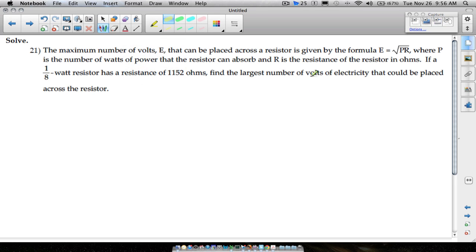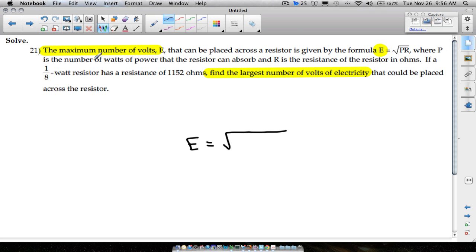A lot of electrical work here, but we're trying to find the largest number of volts of electricity. Notice that E represents the maximum number of volts. So we're trying to find E. That's what it says up here. E is the maximum number of volts, and that's what we're trying to find. So we have E equals the square root, and now it's just a matter of plugging and chugging.